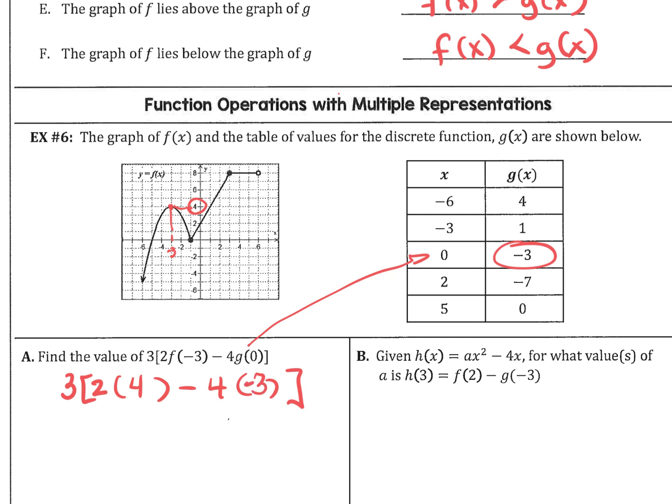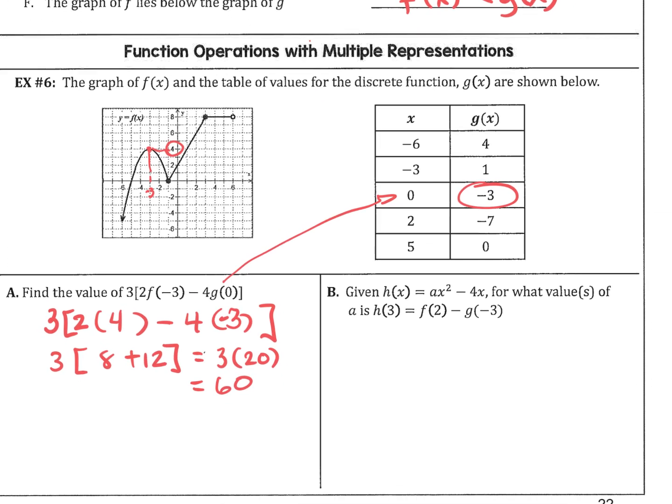Now we just work it out. Now it's just a calculator problem. What is 2 times 4? 8. -4 times -3? 12, right? What's 8 plus 12? So 3 times 20 is? So that's the answer.